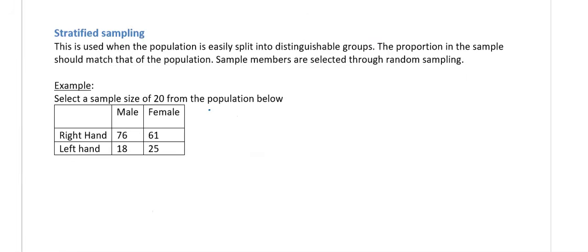Okay, the last type of sampling we're going to look at is stratified sampling, and this is used when the population is easily split into distinguishable groups. The proportion in the sample should match that of the population, so sample members are selected through random sampling.